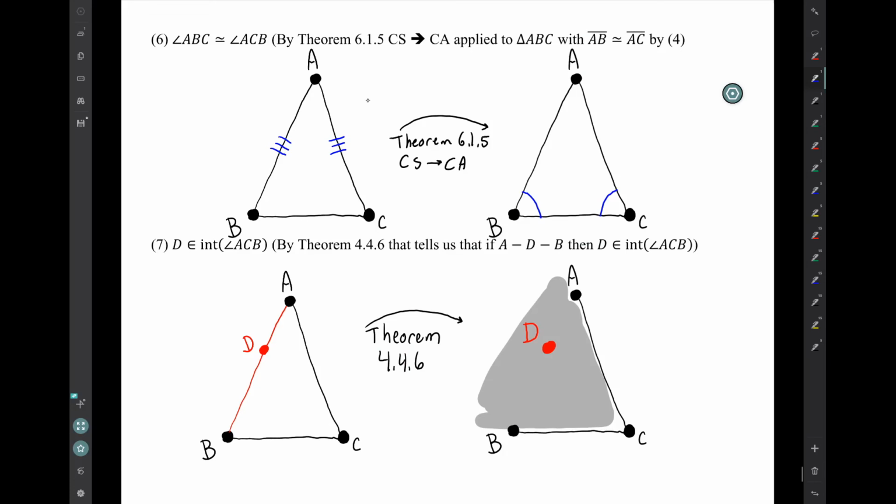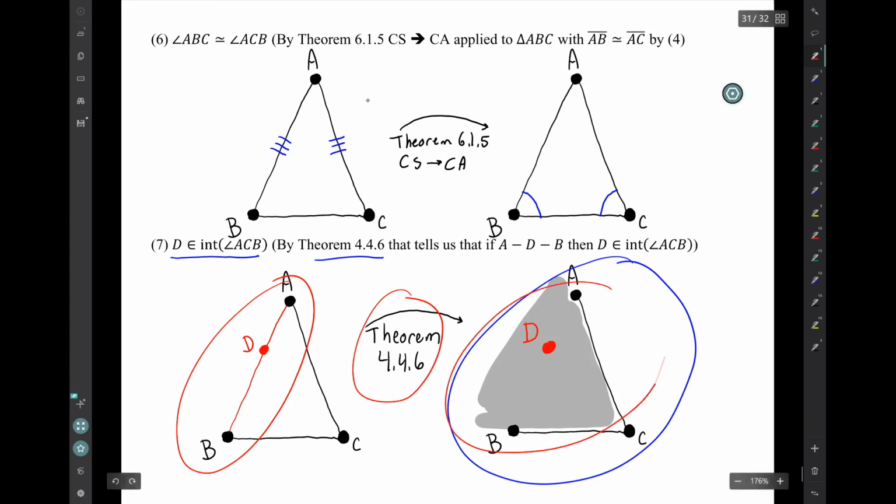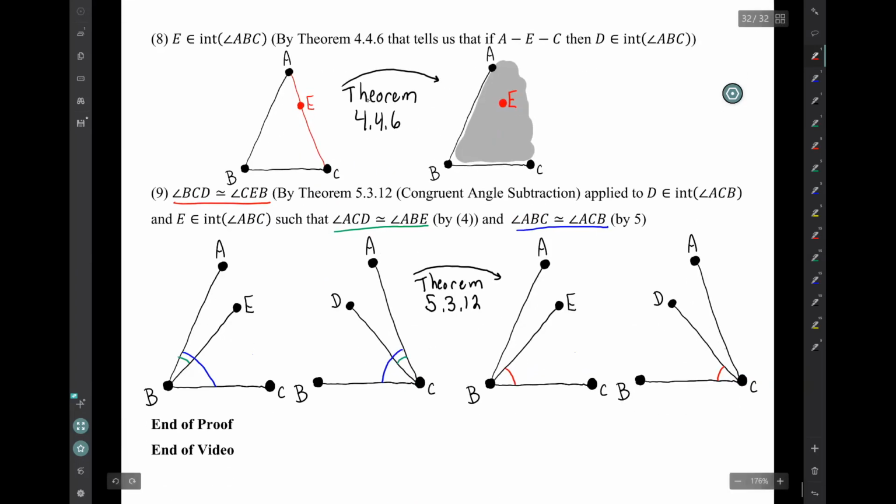Now, let's keep going. The next thing we prove is that point D is in the interior of angle ACB. That's this illustration. We prove that by using that theorem 4.4.6 again. We know that point D is on the interior of a side of that triangle. We draw the triangle and that side highlighted, point D highlighted, and we use this theorem to tell us that therefore D is in the interior of that angle. And we can say that point E is in the interior of that angle, using again that theorem 4.4.6.